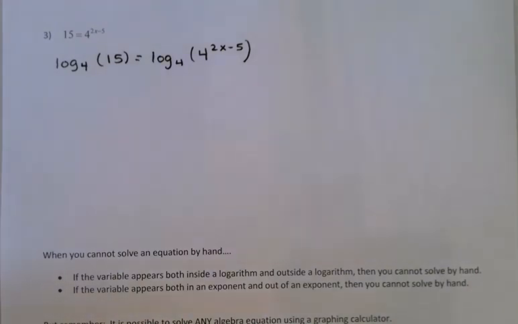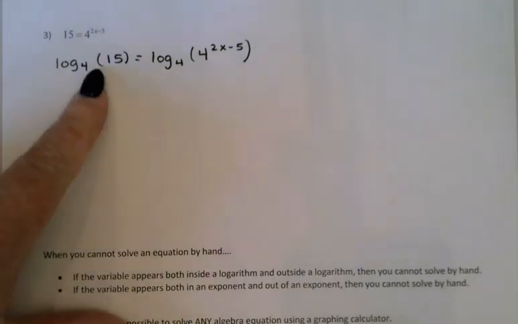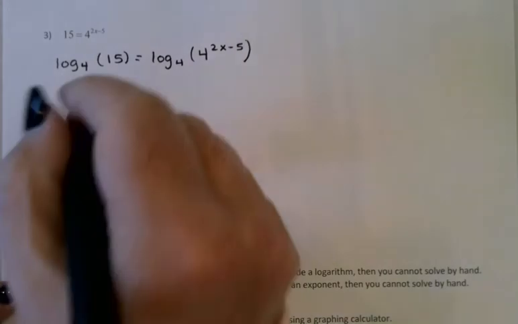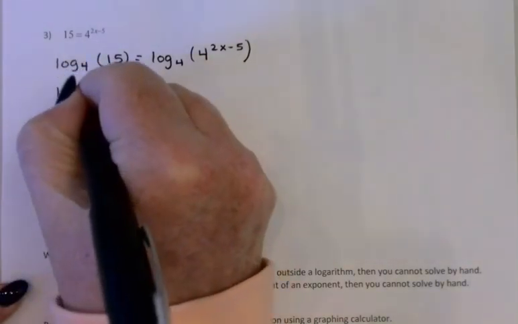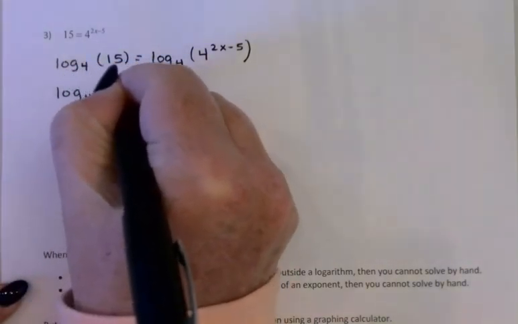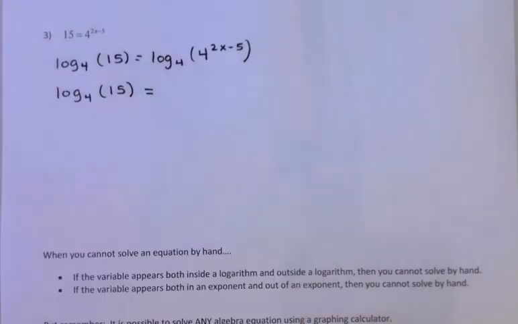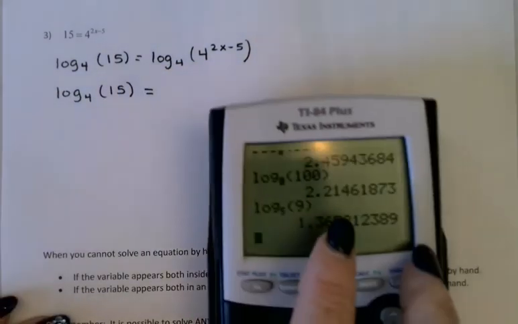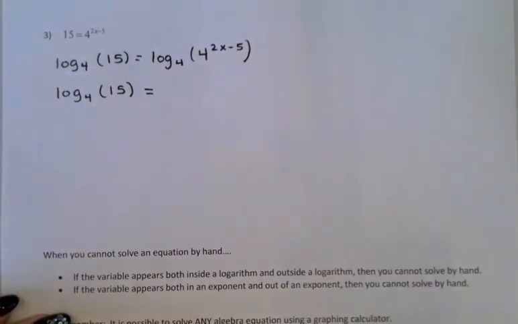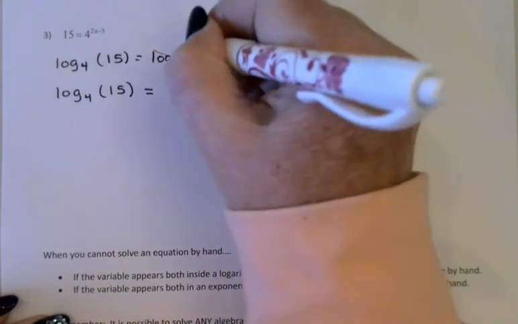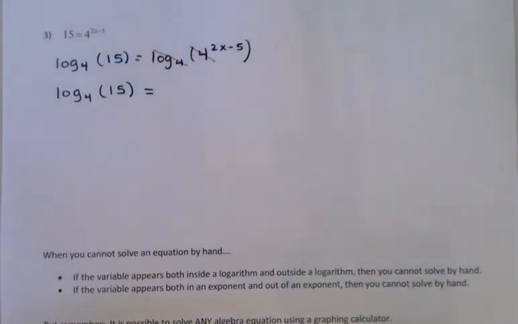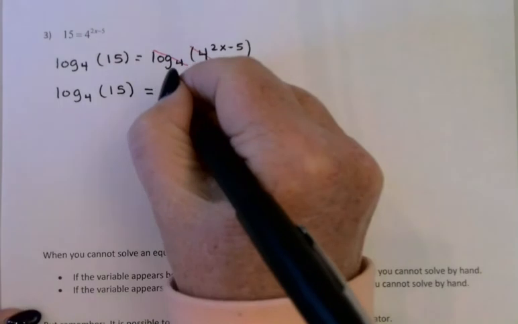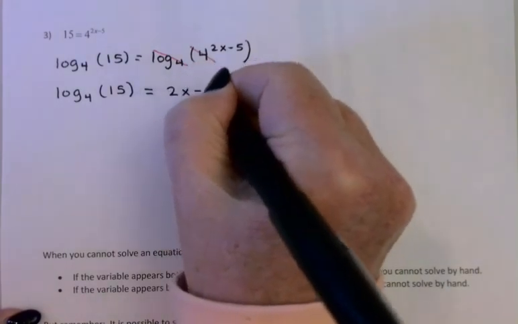Because I need an exact answer, for right now I'm going to leave the log base 4 of 15 the way it is. Later on, when we go for the approximation, we'll get the calculator going on that. Oops, and I guess I don't need that yet. Log base 4 and exponential base 4 are inverses. So on the right-hand side, I just have 2x minus 5.